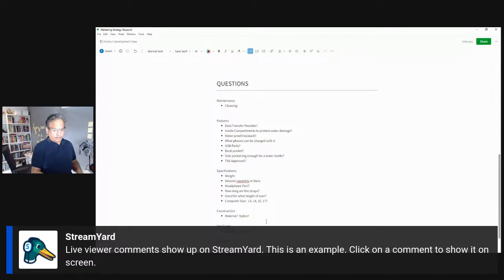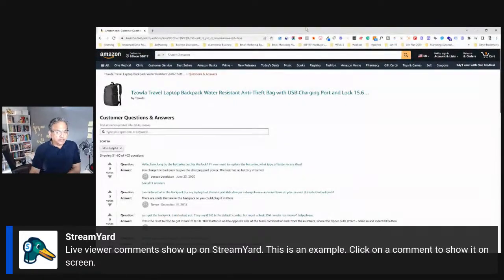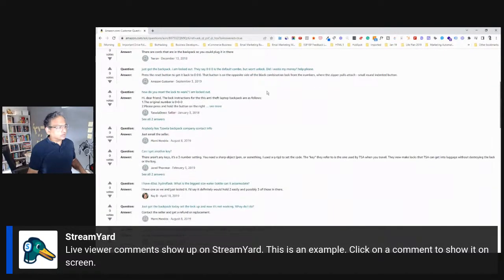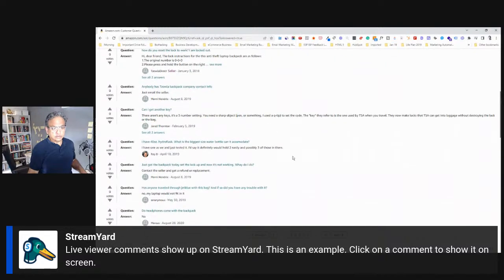As you can tell, what I'm doing with use cases is, basically, where more than one person has asked. Someone asked about a cosplay convention. Now the second person is asking about school. So we want to include that information. How long do the batteries last for the lock? How do you reset the lock if you're locked out? Very interesting.